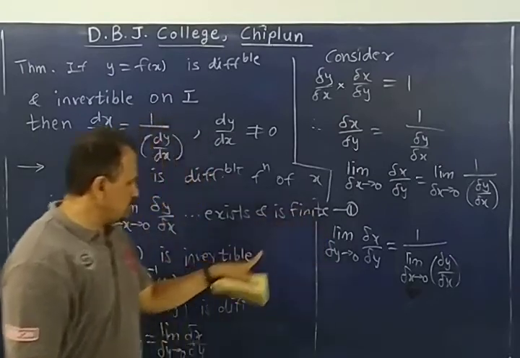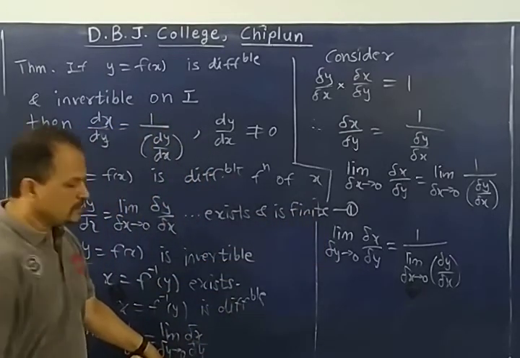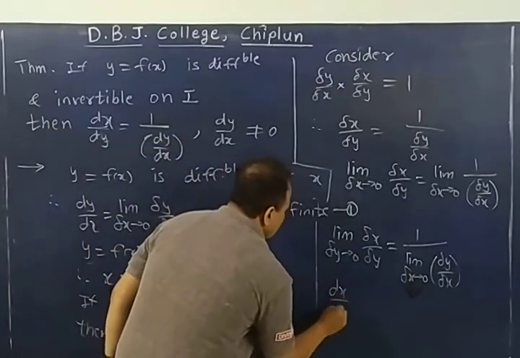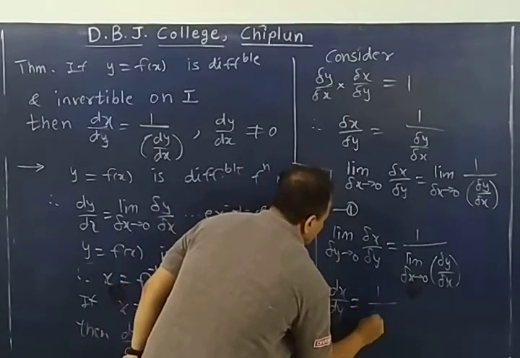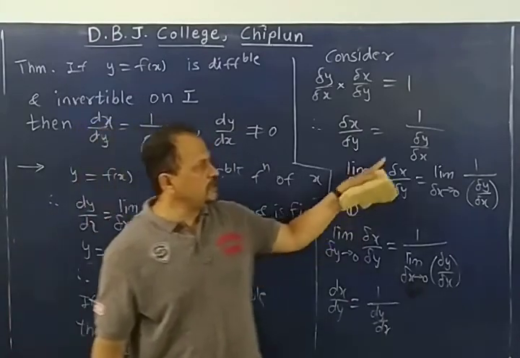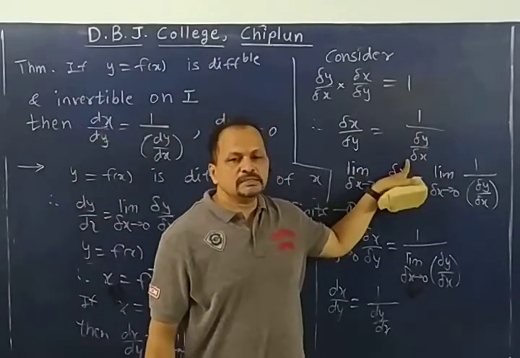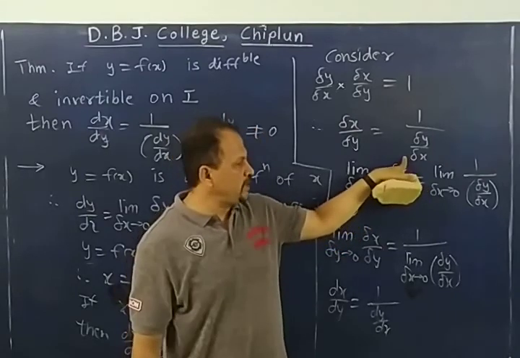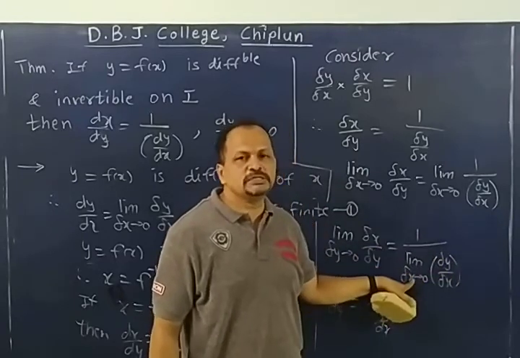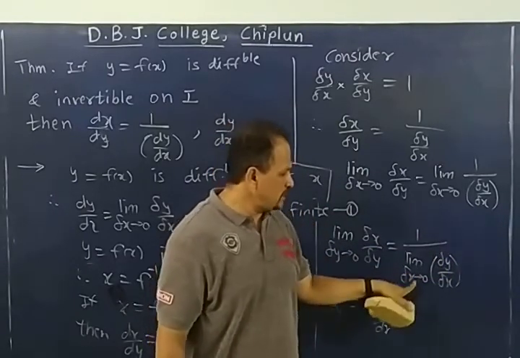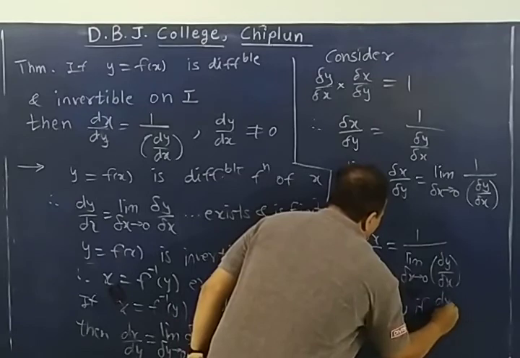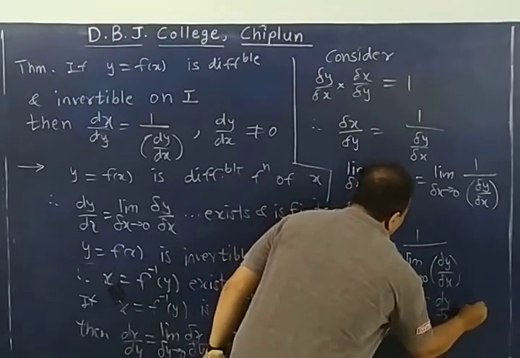Now use this 1 and this 2. Use these two. I will get dx by dy is equal to 1 upon dy by dx. Remember that till this point, this delta y by delta x is clear cut non-zero. But when we take the limit, this can be 0. In the limiting position, it can be 0. And therefore, we have to apply the condition dy by dx not equal to 0.